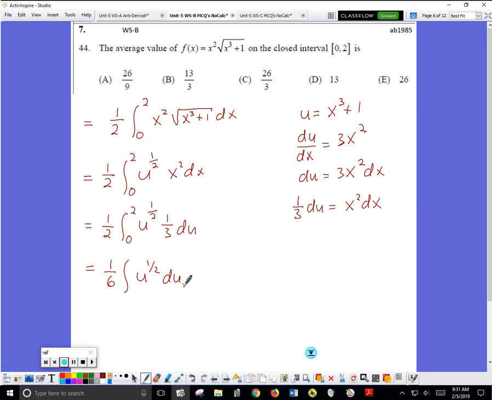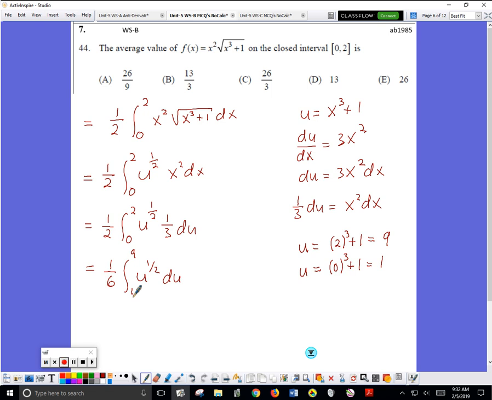So I want to change these limits, so I come over here. Again, I'm simply using the equal sign. So u is equal to, the upper limit is 2 for x. So that's 9. The lower limit is x equals 0. Questions?